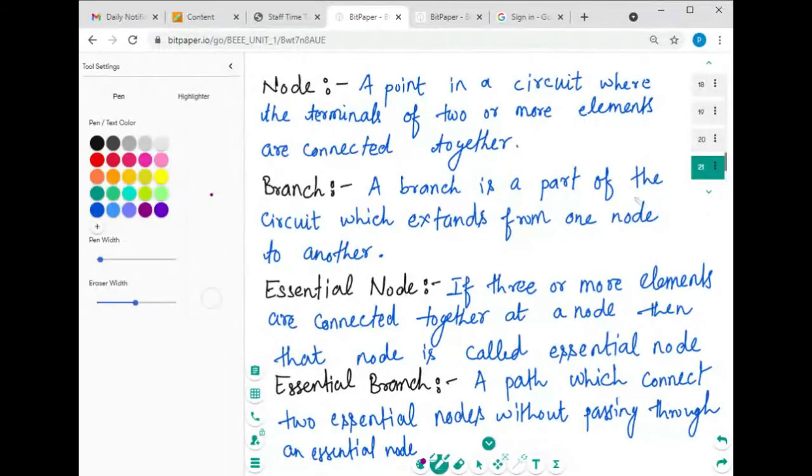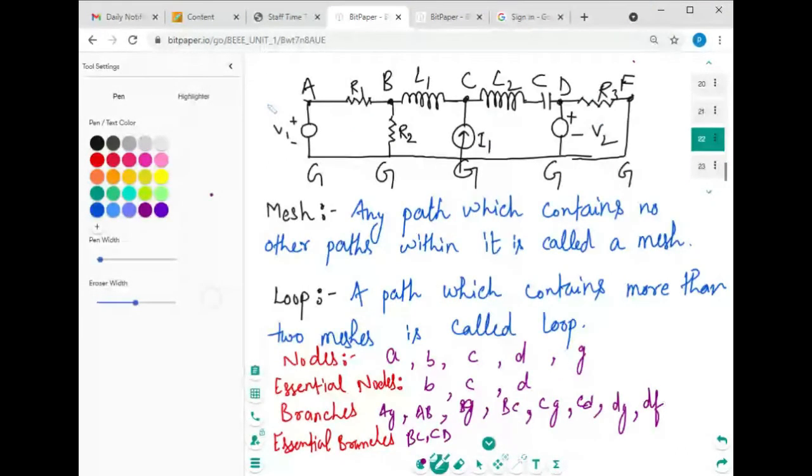Then we saw what the different nodes, branches, essential nodes and essential branches are. We saw the circuit in which we find out how many nodes there are: A, B, C, D, G. These are the nodes. Then the essential nodes are B, C, D. Then we saw branches. These are the branches: AB, AG, BG, BC, CG, CD.